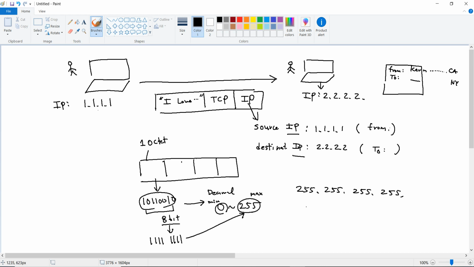Okay. But you never can have, let's say, 210.276.19.1, right? You never can have any number above 255. So this is not a valid IP address.